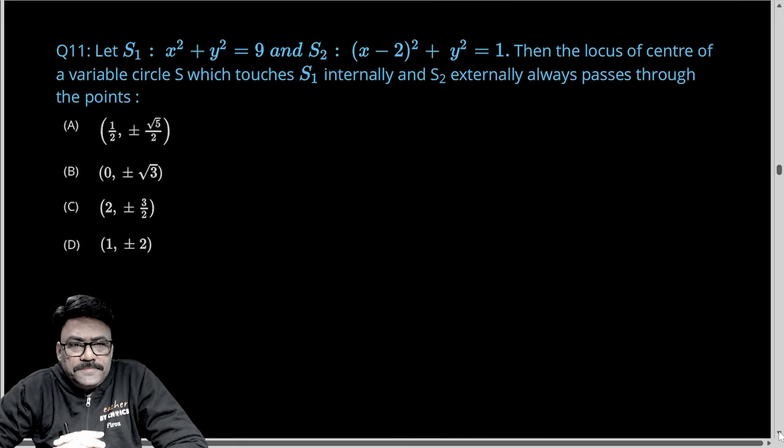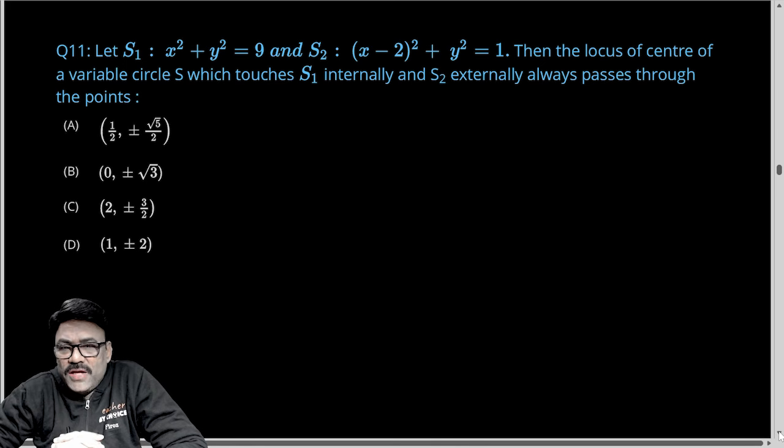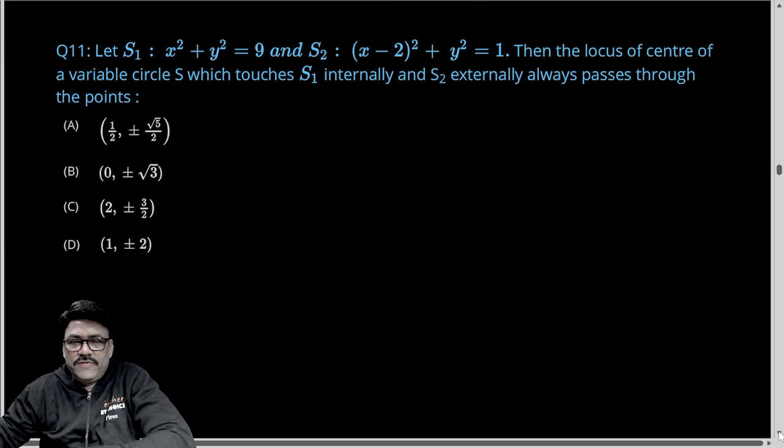Okay, see this question. You are given a circle S1 with center at origin, radius 3. Another circle S2 with center at 2, 0, radius 1. And a variable circle which touches S1 internally and S2 externally. So then the locus of the center of this variable circle passes through which of the four given points.